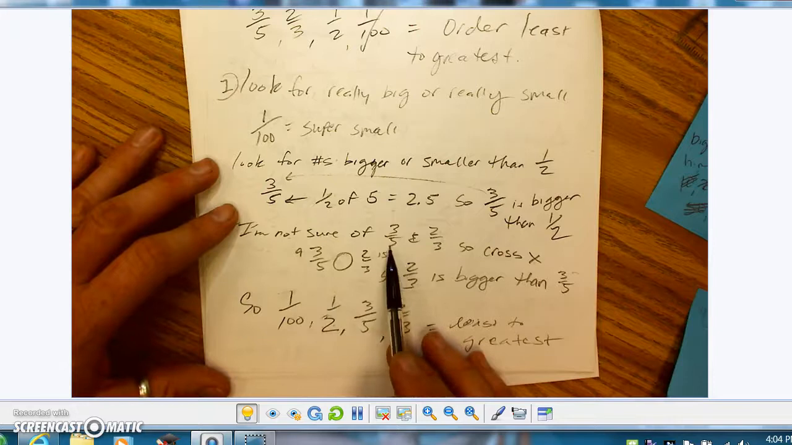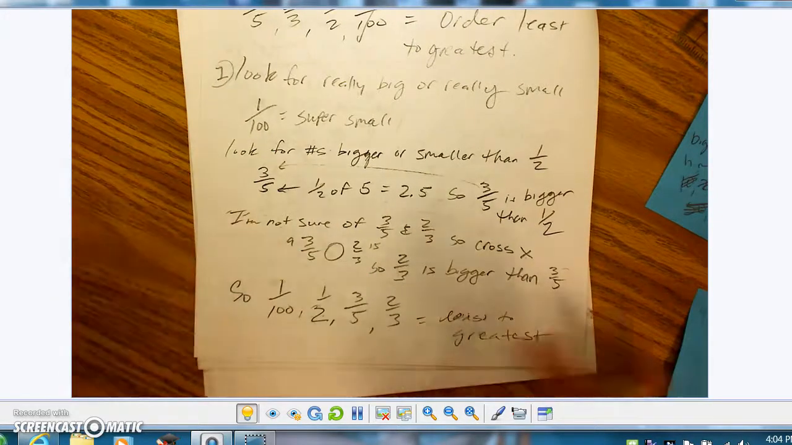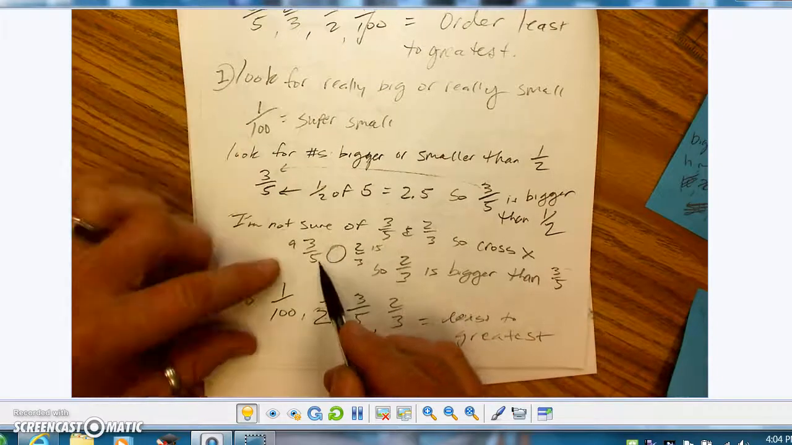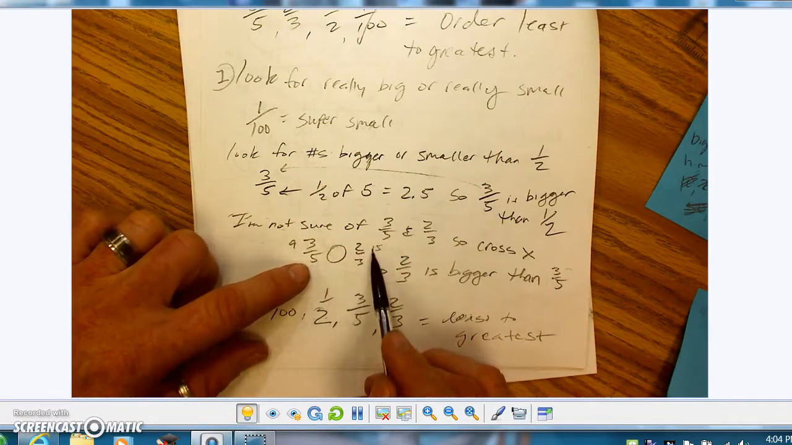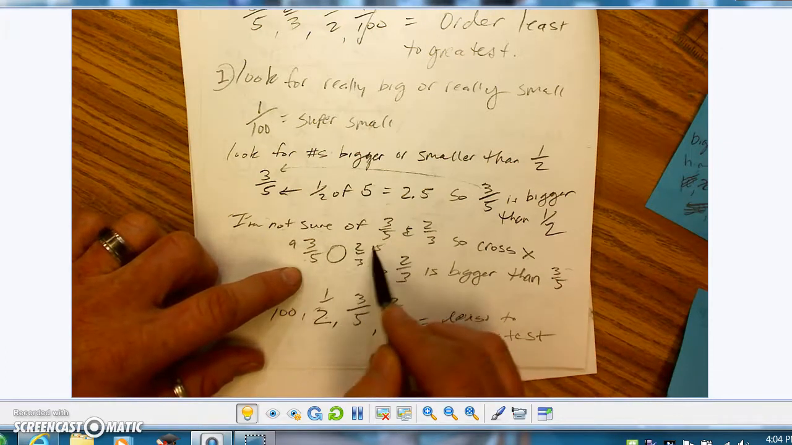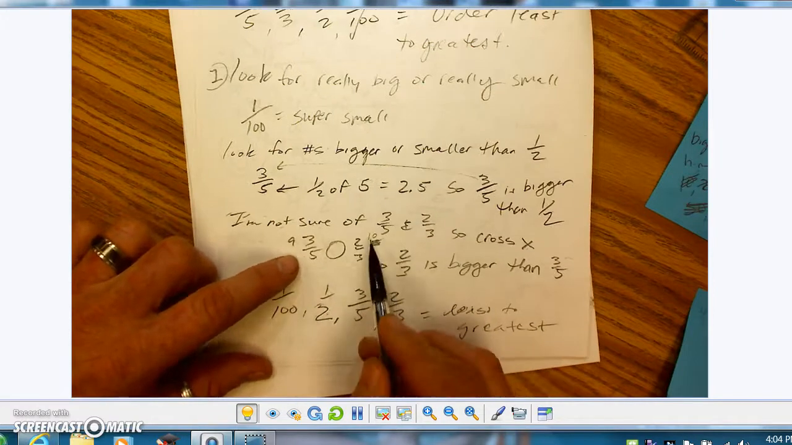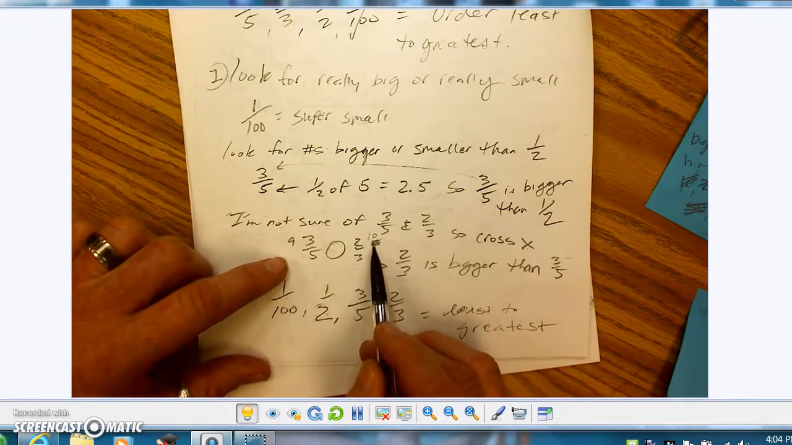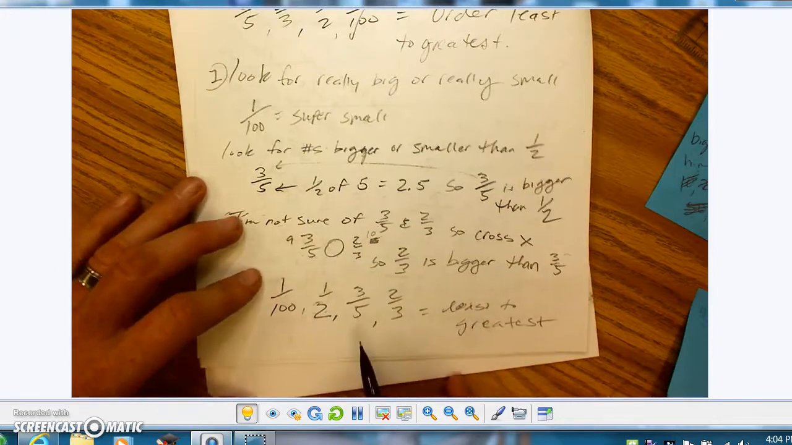But I'm not sure about 3/5 compared to 2/3, so just cross multiply those guys. I'm a little questionable about you guys. So cross multiply those guys. 5 times 2 is, did I mess that up? 5 times 2 is 10, not 15. 5 times 2 is 10. And so this 2/3, it's got a 10. This 3/5 is a 9. It's a little bit bigger, so 2/3 is a little bit bigger.